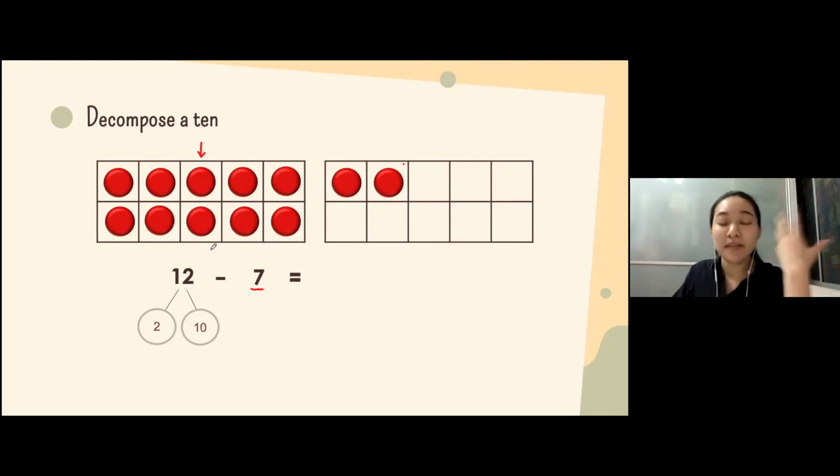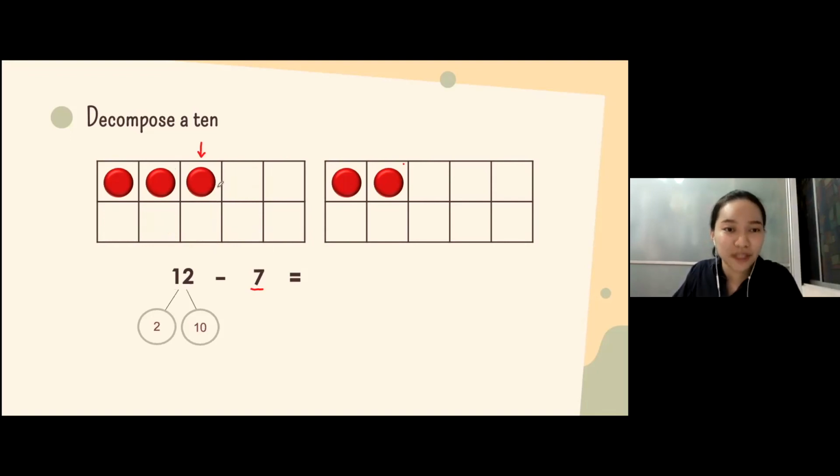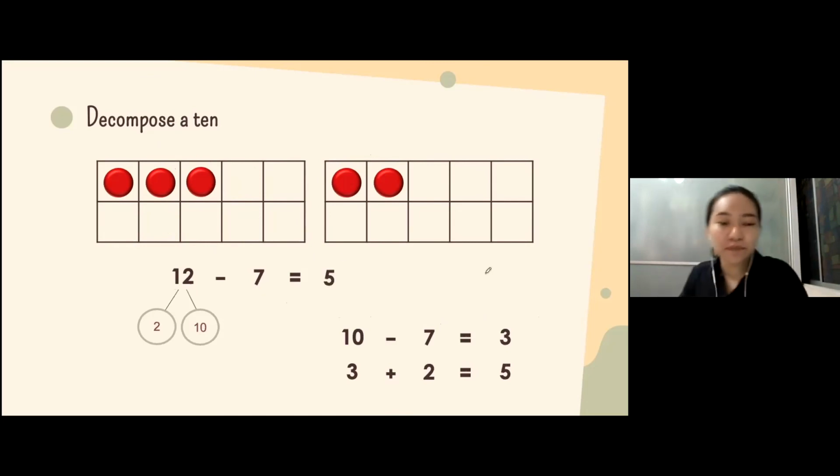We taught about what makes 10 just now, right? 10 is 7 and 3. So we know that 10 minus 7 is 3. Then we have 3 and 2. 3 and 2 left makes 5. So the answer is 5. It may seem complicated now, but when the kids get used to this strategy, they can count faster and will rely less on counting back.